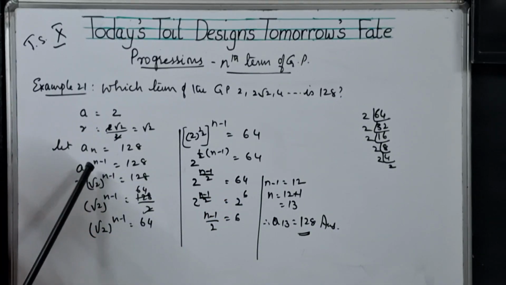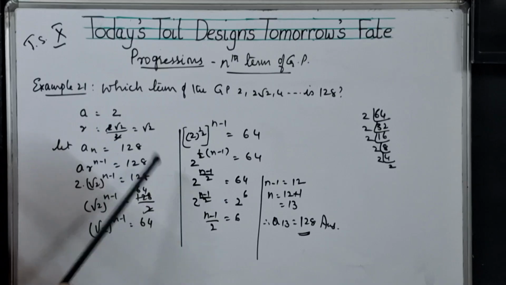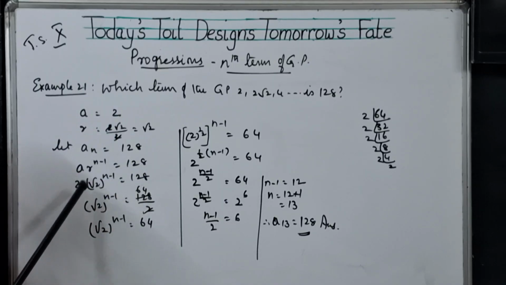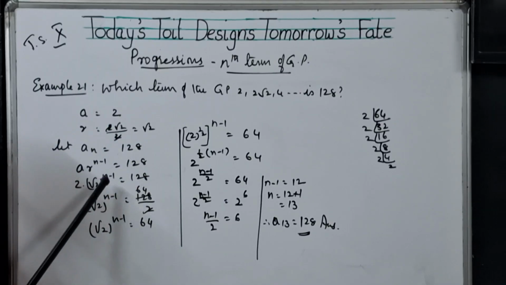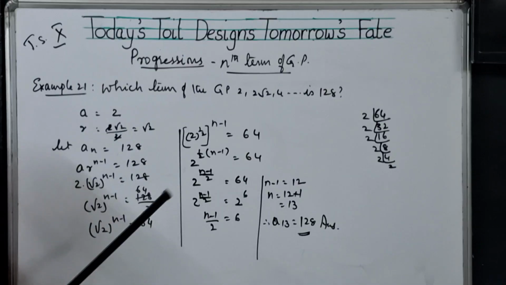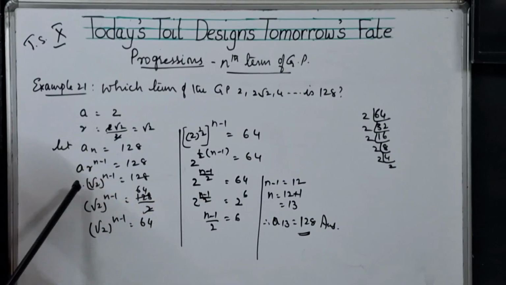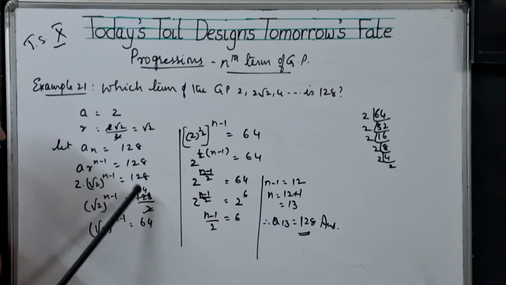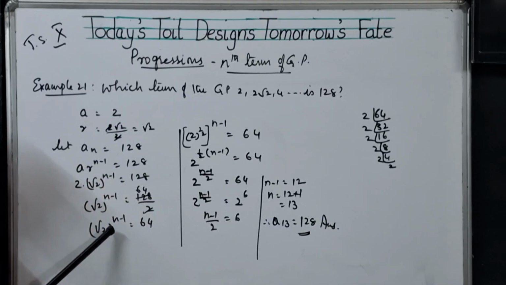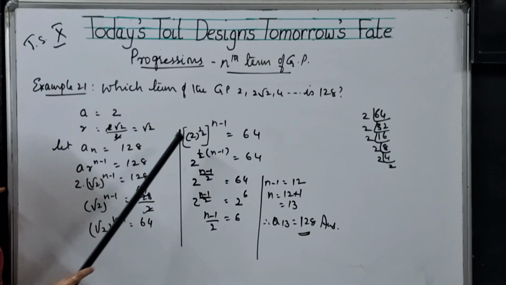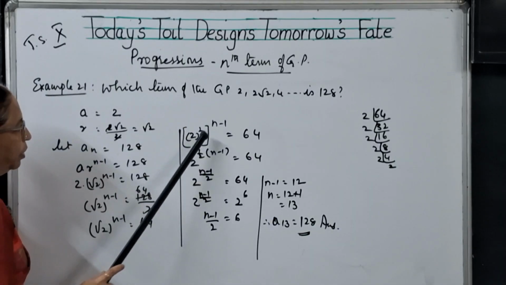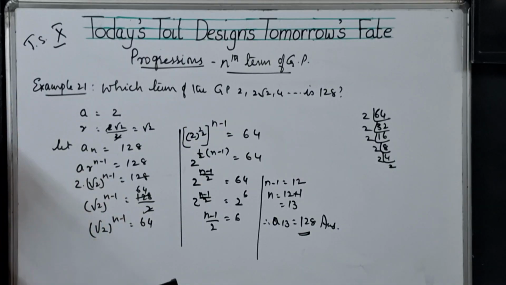Nth term formula: a into r to the power of n minus 1 is 128. Here a is 2. So 2 into root 2 to the power of n minus 1 is 128. So root 2 to the power of n minus 1 is 128 divided by 2, multiplication becomes division, so 64 we are getting. Root 2 to the power of n minus 1 is 64. Root 2 means what? 2 to the power of 1 by 2, whole to the power of n minus 1 is 64.